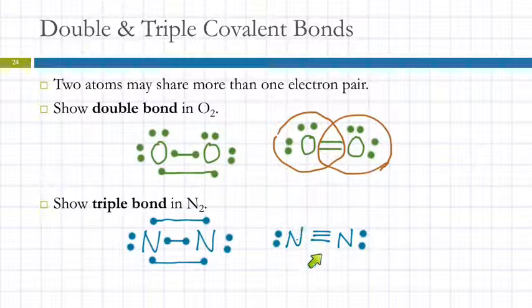This nitrogen counts all the shared electrons. 2, 4, 6, 8. I'm good. This one, 2, 4, 6, 8. So this is like me, and that's my husband, and those are our 6 children. It's a triple bond.